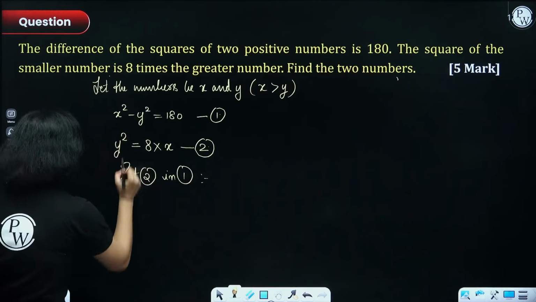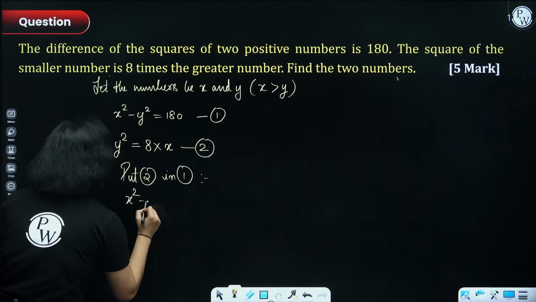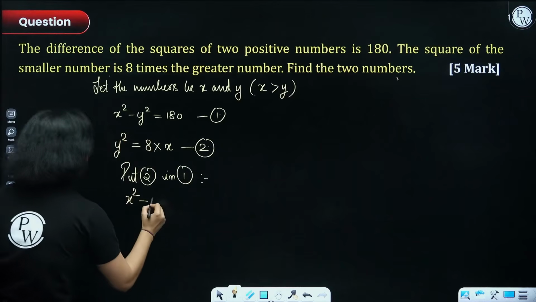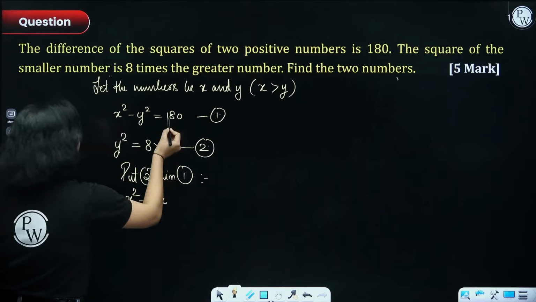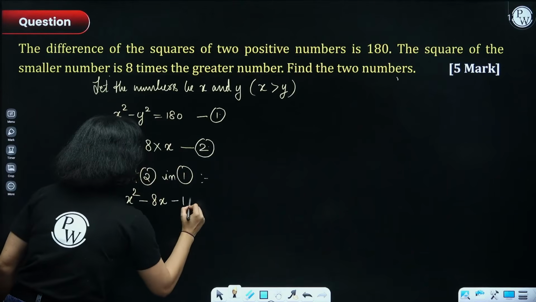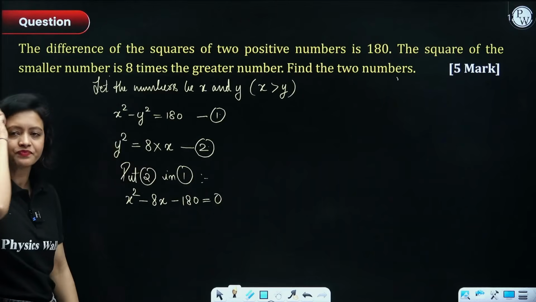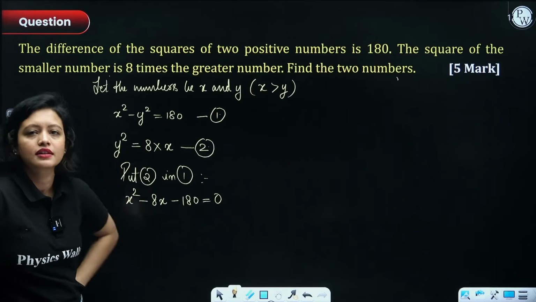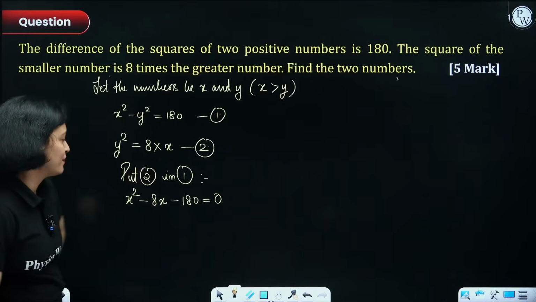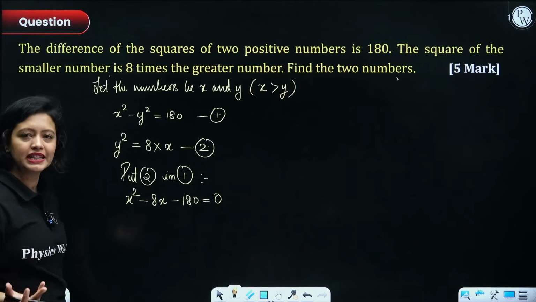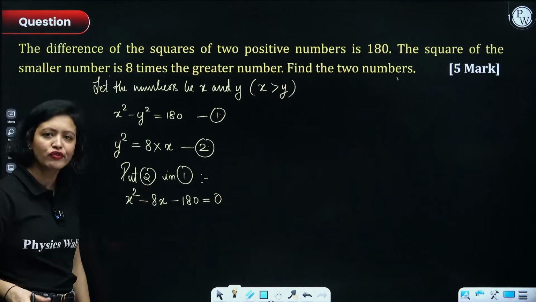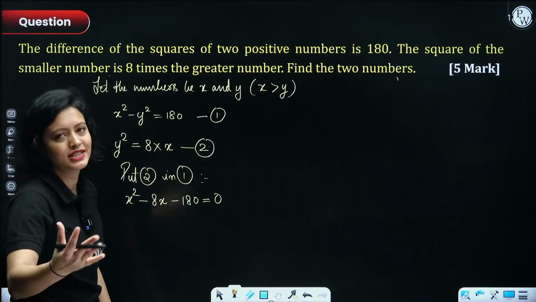If you do that, what you'll get: x square minus, in place of y square, you will have 8x and is equals to 180. So I'll just take 180 here. Negative 180 is equals to 0. This is what you get. Okay? Now let's solve this using splitting the middle term. If you want to use quadratic formula, you can do that also. Totally your choice, guys. Okay?